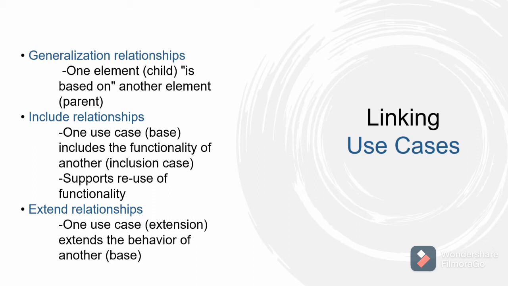Linking use cases. In linking use cases, we have here the generalization relationships, the include relationships, and the extend relationships. Generalization relationships: one element or a child is based on another element or the parent. Include relationships: one use case or the base includes the functionality of another or the inclusion case, supports reuse of functionality. And extend relationships: one use case or the extension extends the behavior of another or the base.